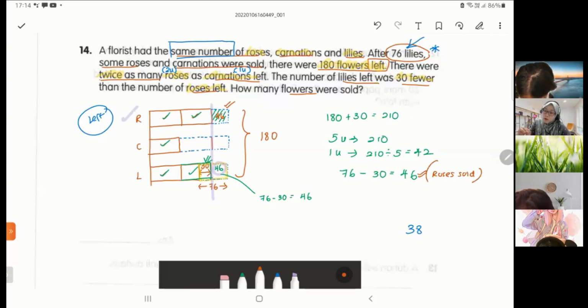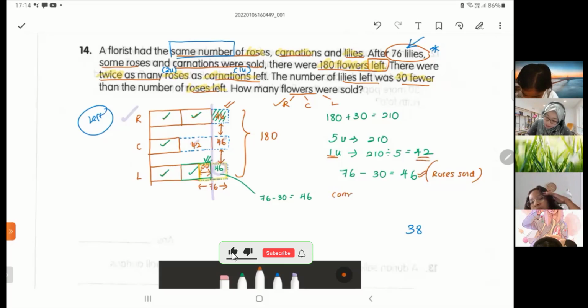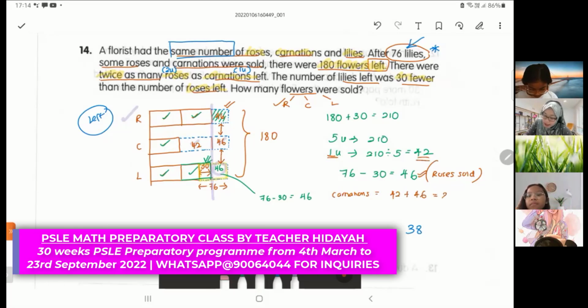Okay, I want to know the total number of flowers sold, right? It means I want to know my roses, I want to know my carnation, I want to know my lilies. Roses done. Now, what about carnations sold? Okay, carnation is this much of the blue part, which means this and this part. And we know that this is also 46. They are the same. This and this is also the same. So that's 46. I know that this 1 unit is 42, so carnation will be 42 plus 46 equals to 88.